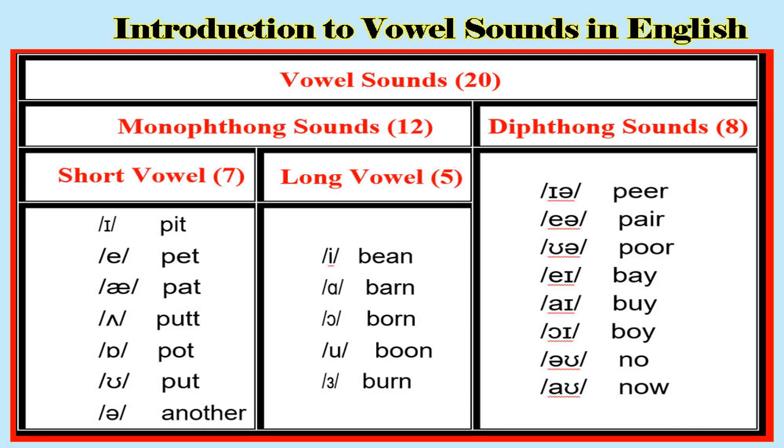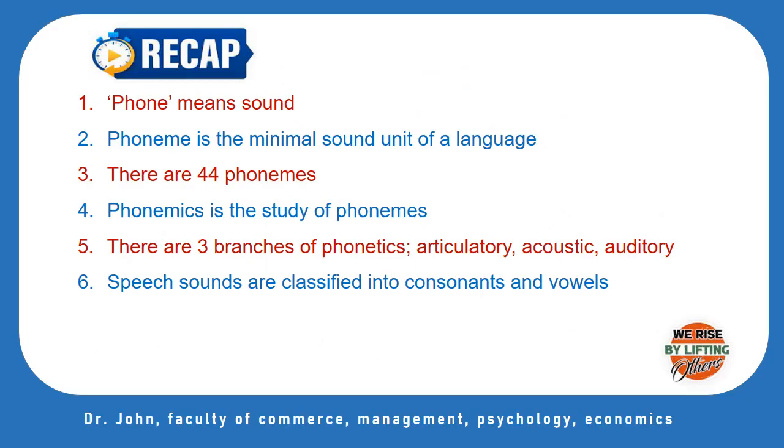Let's now have a quick recap. Phone means sound. Phoneme is the minimal sound unit of a language. There are 44 phonemes in English language. Phonemics or phonology is the study of phonemes. There are 3 branches of phonetics: articulatory, acoustic, and auditory. Speech sounds are classified into consonants and vowels.